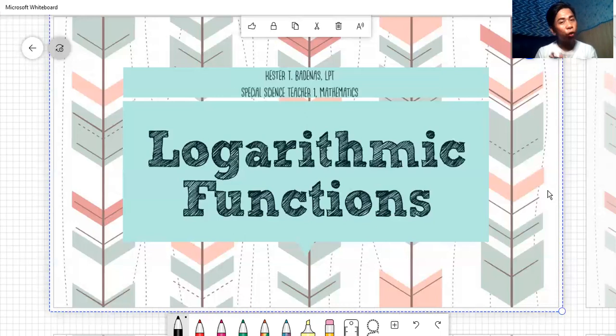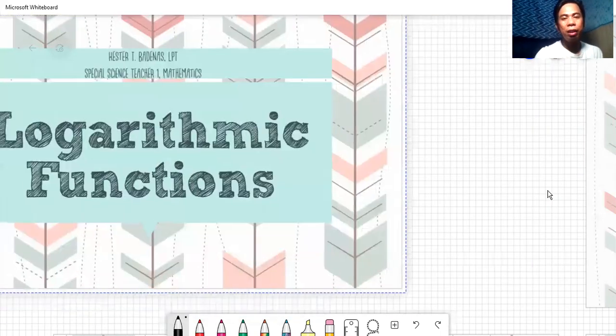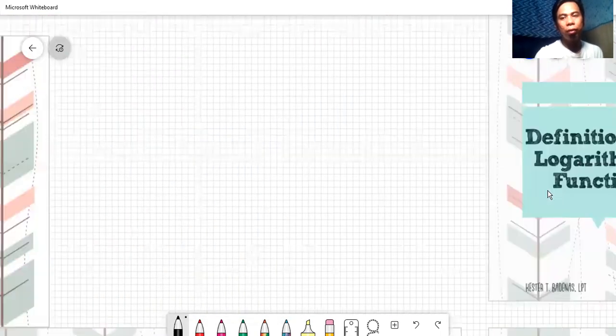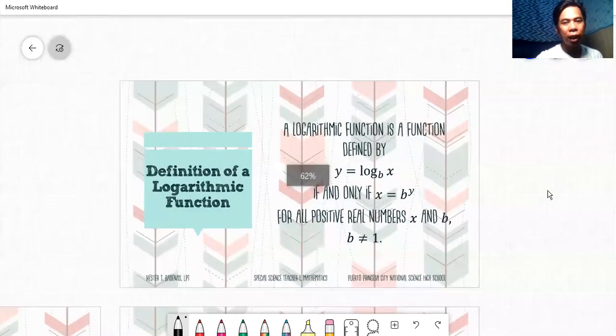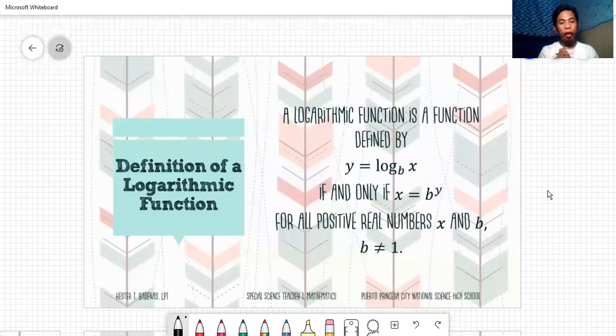I hope that you already know the topics before this topic because it's quite useful for you. Okay, let's go. Definition of a logarithmic function. A logarithmic function is a function defined by y equals logarithm of x with a base b. You heard it right. Y is equal to the logarithm, which is the log here. If you can notice, we have log here, right?